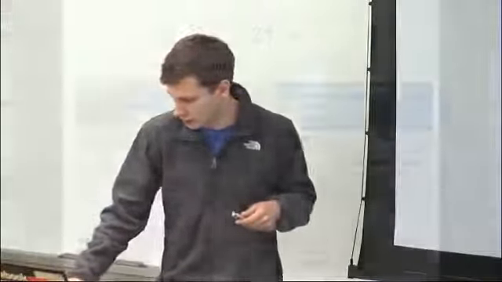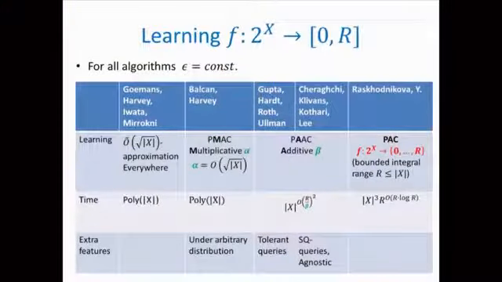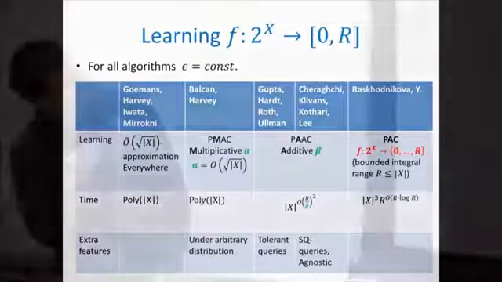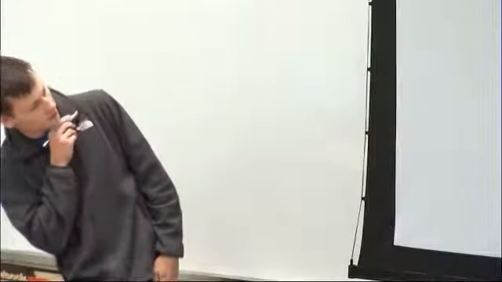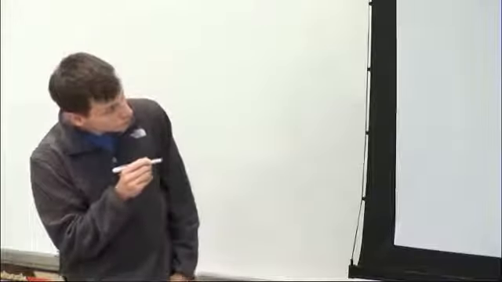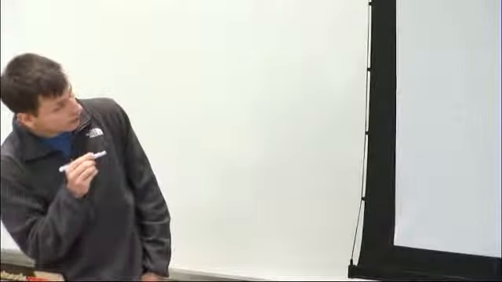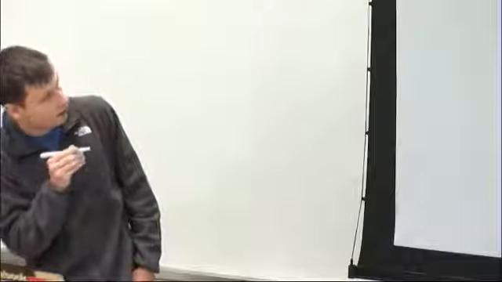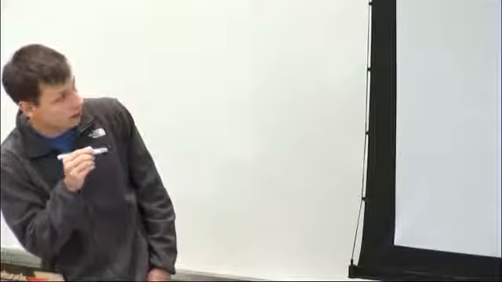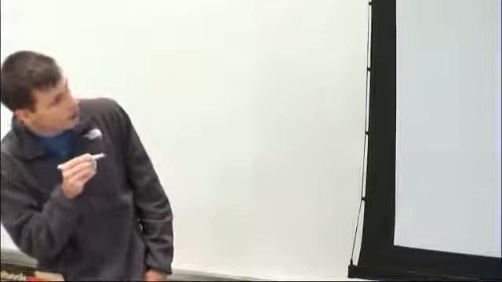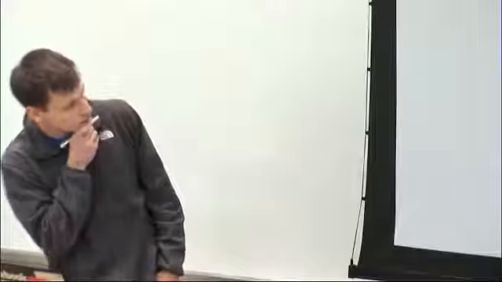And I will just put all these together on a single slide so that you can look at them closely. In this slide, I fixed epsilon to be a constant to simplify what's going on. We have this pioneering Goemans-Harvey-Iwata-Mirrokni multiplicative square root of the size of x approximation. We have this Balkan-Harvey paper, which gives the PMAC learning algorithm. We have these two additive learning algorithms.